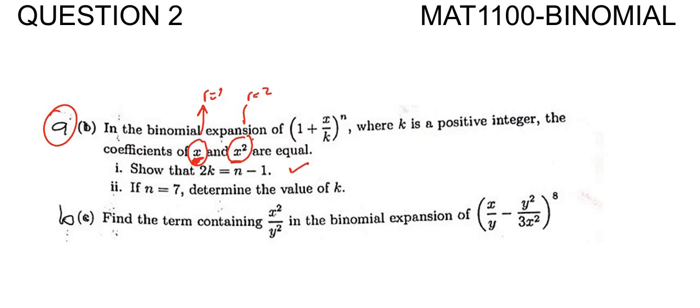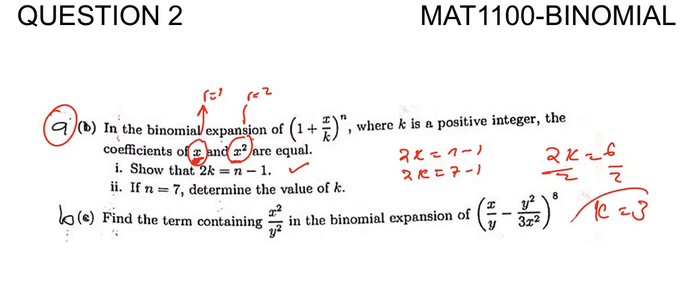Now here they're saying if n is equal to 7. So if we put 7 there, 2k is equal to n minus 1. If n is equal to 7, what is k going to be? So 2k is equal to 6, then divide by 2, meaning k will just be equal to 3. Wherever there is n, we just put a 7. That's what they wanted.